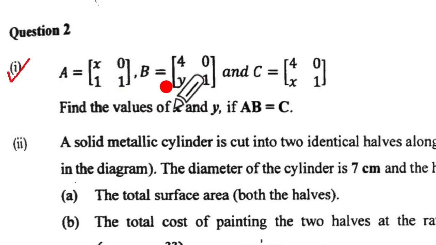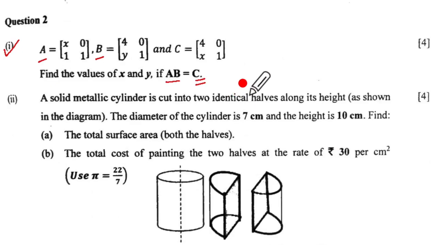First question is matrices. For 4 marks, you have to find out the value of x and y if A into B, that is this matrix into this matrix, is equal to matrix C. Now normally I would have solved it over here, but this once I will show you how the presentation of the work will be in the paper.